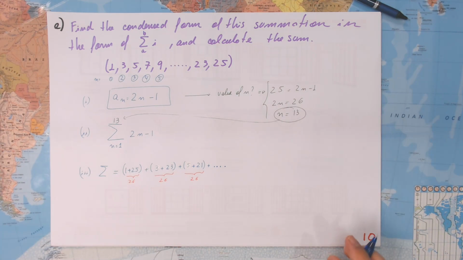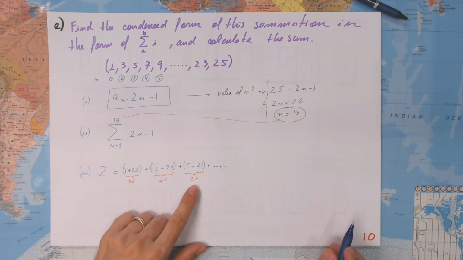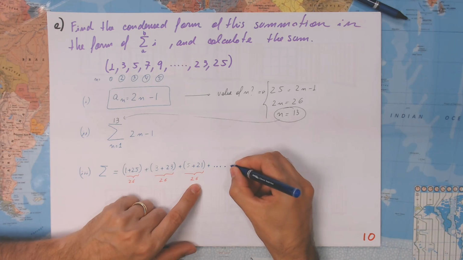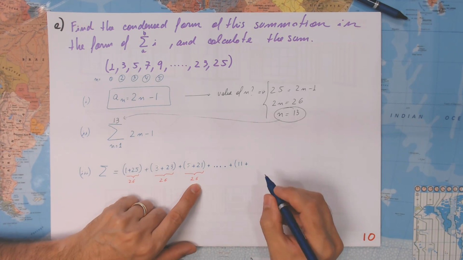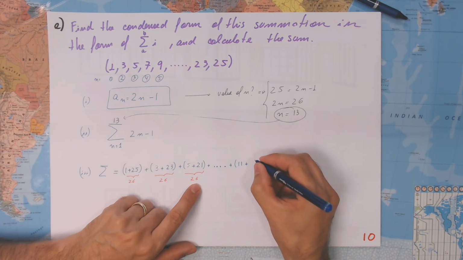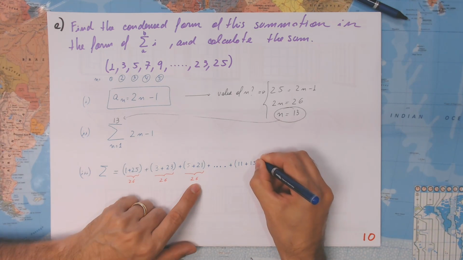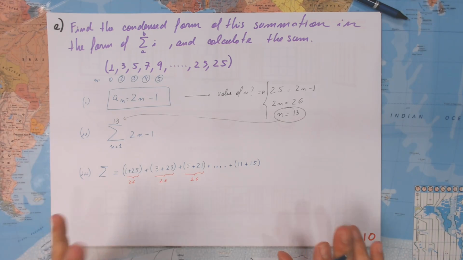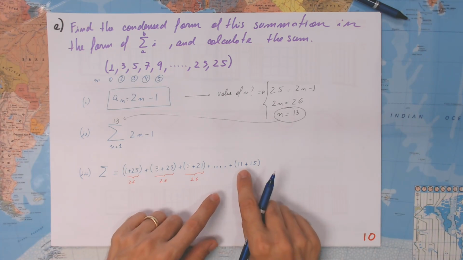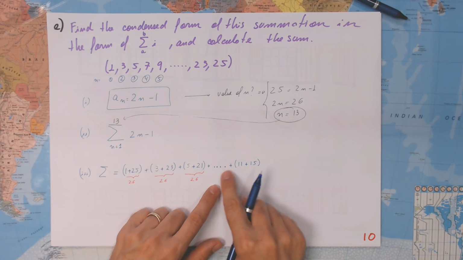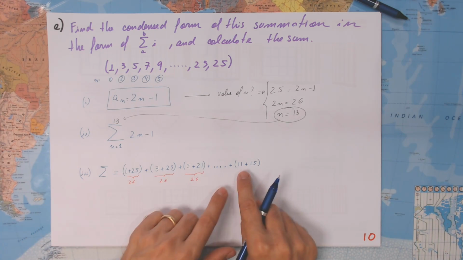Let's see if it works. 11 plus what must be 26? Let's see. 11 plus 15, right? Because this is 26. Good. Okay, that's how we know that we're not going to pass. We are still growing. 1, 3, 5, and so on, up to 11.